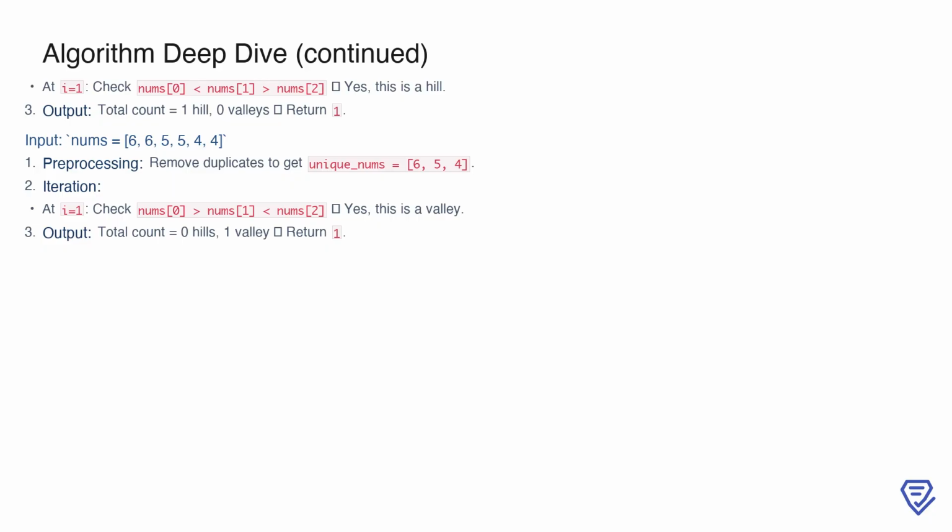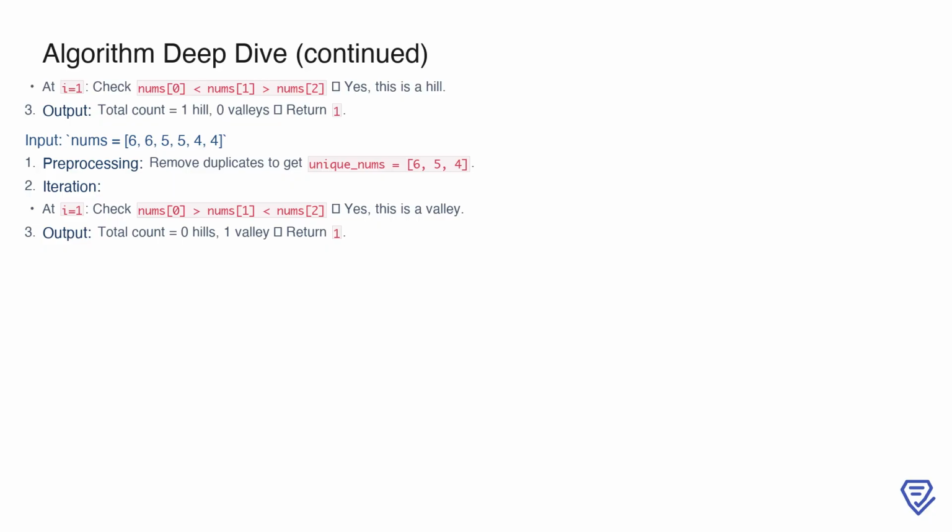After preprocessing, the array becomes 6, 5, 4. During the iteration, we evaluate the middle value, 5. Since 5 is smaller than both 6 and 4, it forms a valley. There are no hills in this case, so the total count is 1.